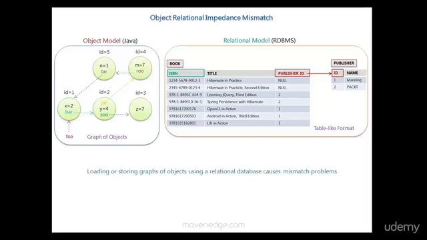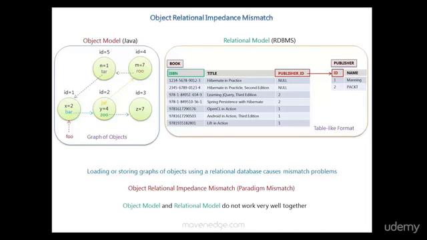Because both the models are quite different to each other in the way they represent data, when we load or store graphs of objects using a relational database, we come across 5 main mismatch problems. And this mismatch between the object model and the relational model is called object relational impedance mismatch or paradigm mismatch, which is just another way of saying that the object model and relational model do not work very well together. Let's have a look at this mismatch between the object model and relational model.